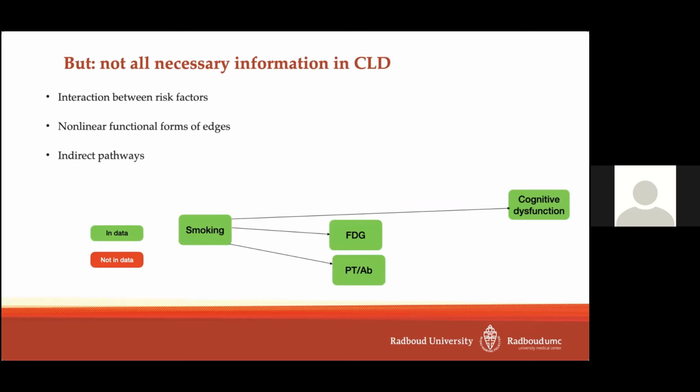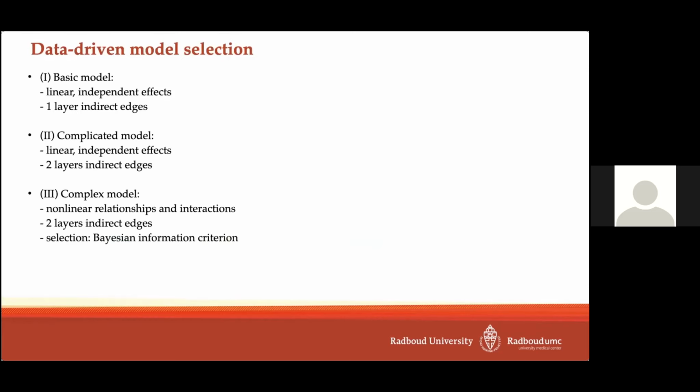And so we decided to take a more data-driven approach, where we tested several alternative models against one another. Now, these are very preliminary results from just the past weeks. We decided to look at one very basic model where you have linear independent effects for each edge and only one layer of indirect edges. Secondly, a more complicated model where we allow two layers of indirect edges, but every edge is still linear and independent.